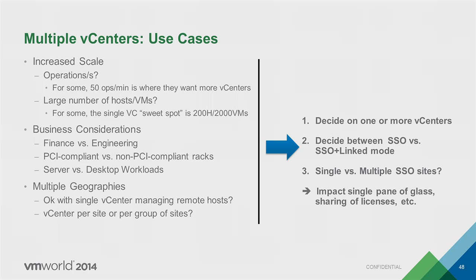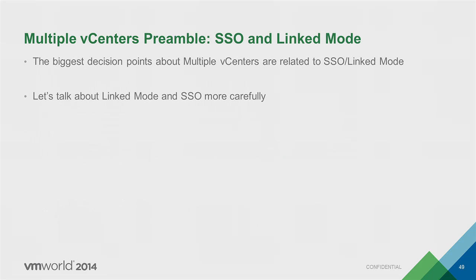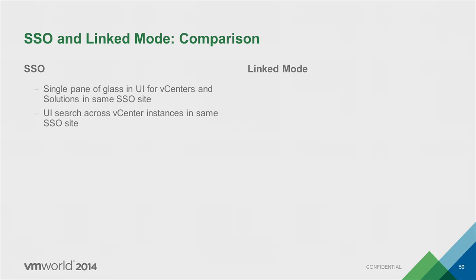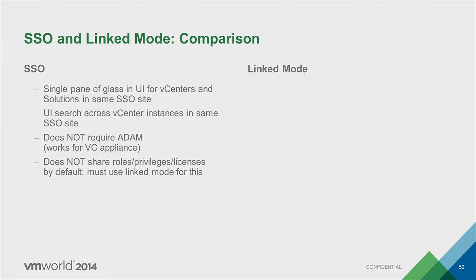and given you have to deploy SSO, you then figure out how do I do SSO and linked mode, et cetera. So let's talk very, very briefly about that, okay? What does SSO give you by itself? By itself, SSO can enable you to have a single pane of glass in your UI. Sorry for using the term again, but you can see all your vCenters and solutions in one place. It can allow you to also have a federated search across all of your vCenter instances. Now, it does not require any Windows-specific technology, so it works equally well on your vCenter Linux appliance as on Windows vCenter. However, SSO by itself will not share licenses, roles, and privileges.